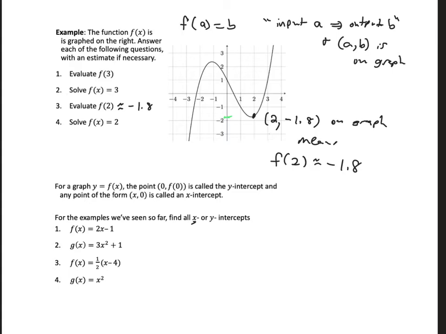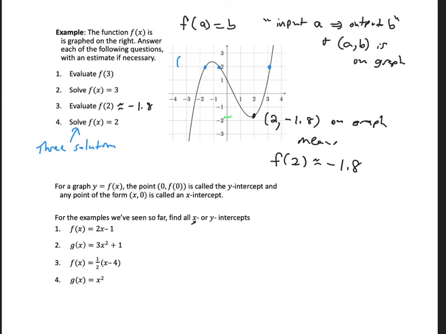Okay, and then finally, this last question: what input gives me an output of 2? Again, an output of 2 would be having a second coordinate of 2. Notice that there are actually 3 different points that do this. There's a point, and there's a point. So this question actually has 3 solutions, and to find them, I just need to identify the coordinates of these 3 points.